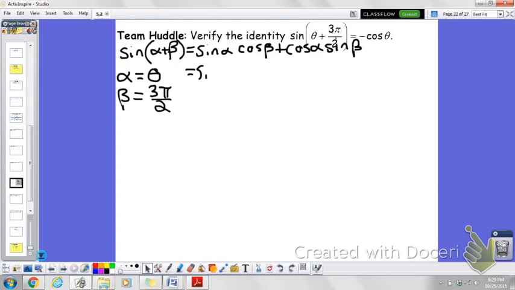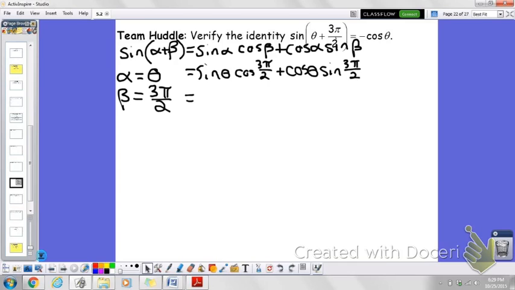So we'll have the sine of theta times the cosine of 3 pi over 2 plus the cosine of theta times the sine of 3 pi over 2.